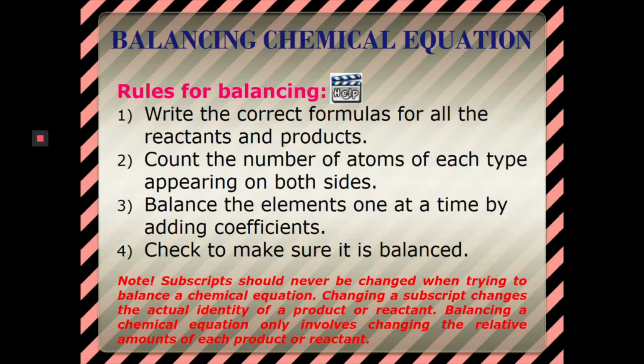One thing you have to take note of is the subscript. Subscripts should never be changed when you try to balance a chemical equation. Remember we have coefficients and we have subscripts. The subscript we cannot change. You can only change the coefficient. Changing a subscript will change the actual identity of the reactant or product, so it will be wrong. So we only change the coefficient.